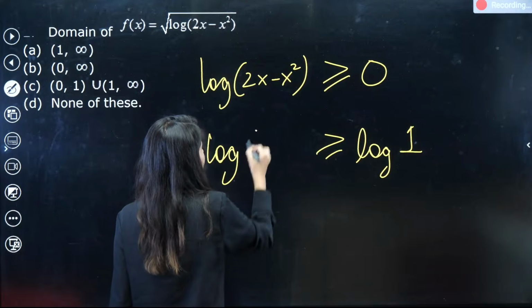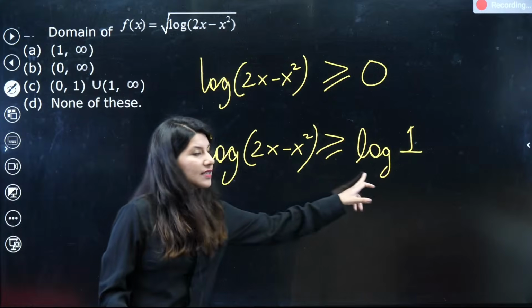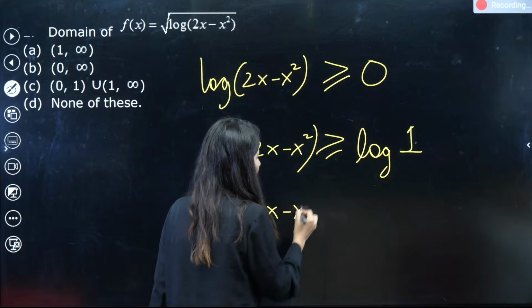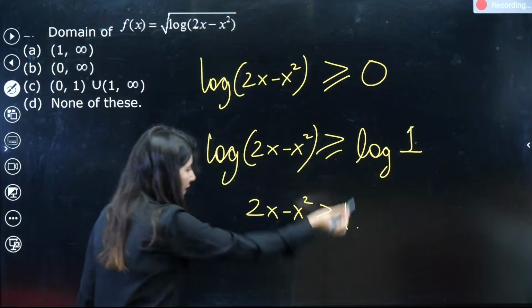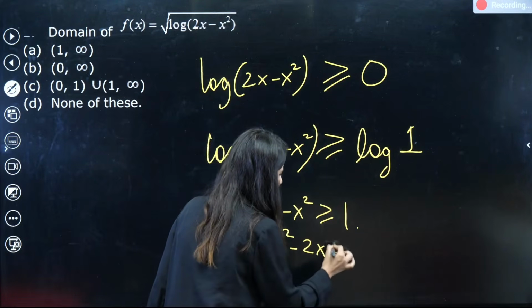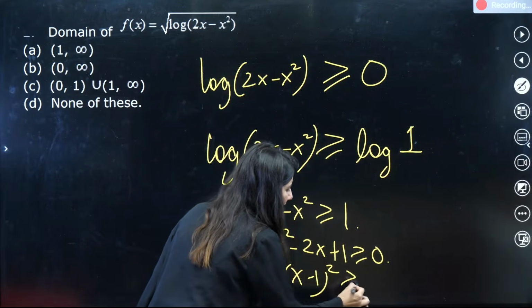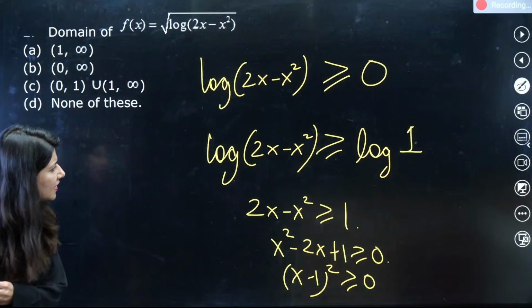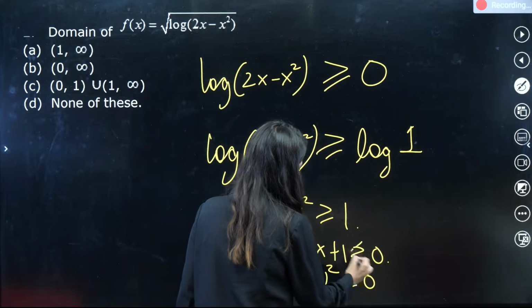Because basically what I want to do is solve this inequality. So this is log 1, and log will get removed in the next step. So 2x minus x square is greater than or equal to 1. If we shift everything to the other side, what we get is x minus 1 whole square is greater than or equal to 0. Is this the case? If we shift everything, so this is less, yes.